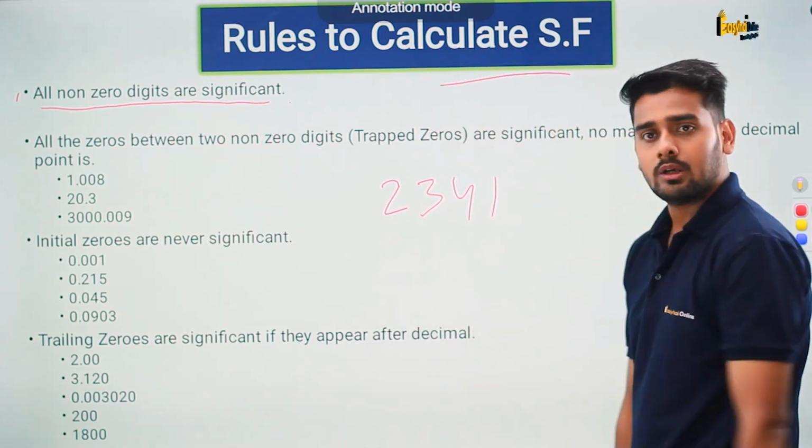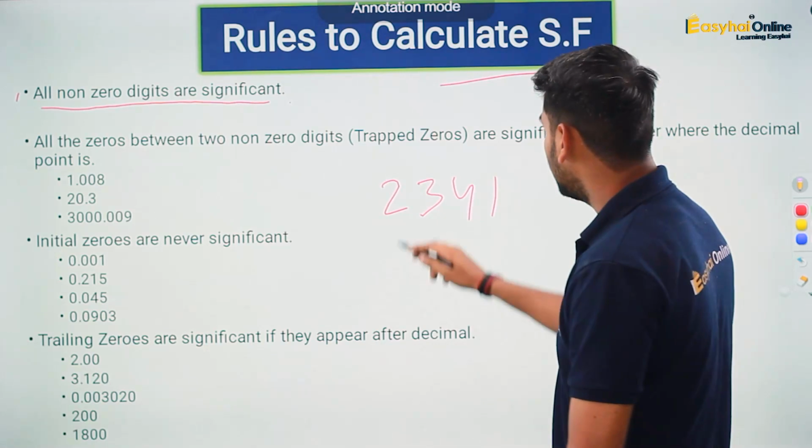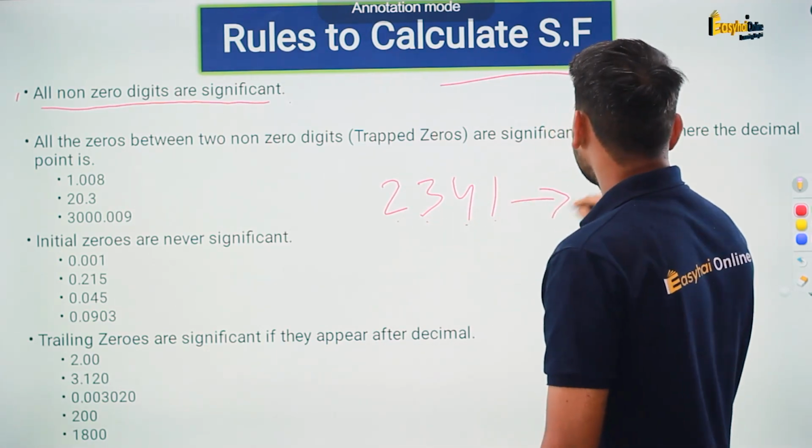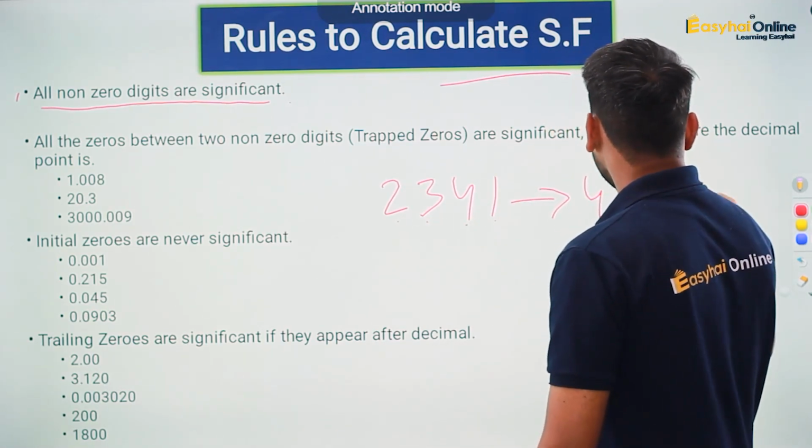If this is a number, here the number of significant figures will be 1, 2, 3, 4. So this basically has 4 significant figures.